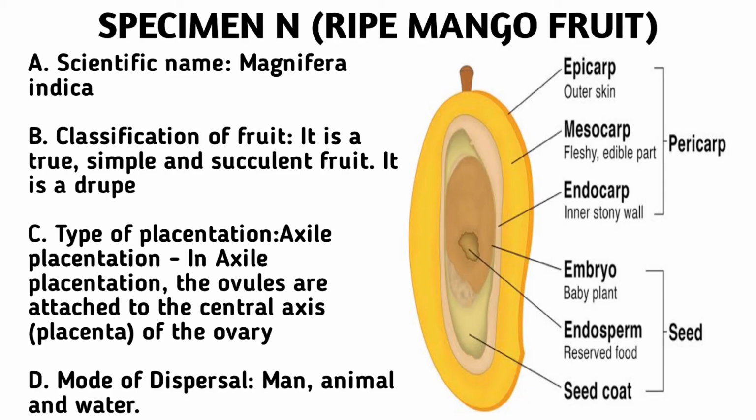Then it has an endocarp, that's the inner fruit wall. For the type of placentation, it has axial placentation, just like the tomato fruit. And lastly, for the mode of dispersion, it is dispersed by man, animal, and water.